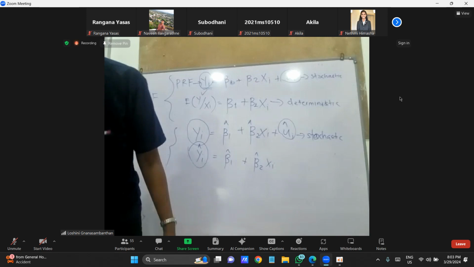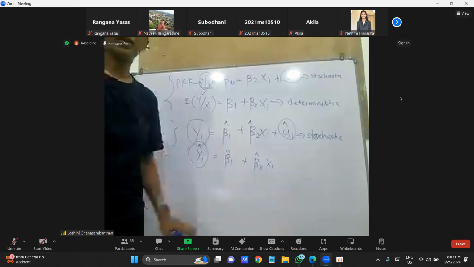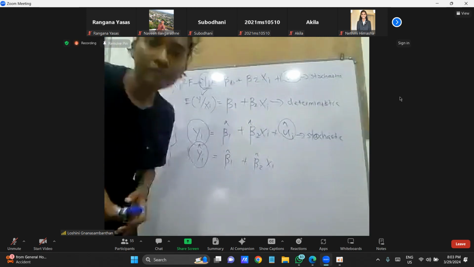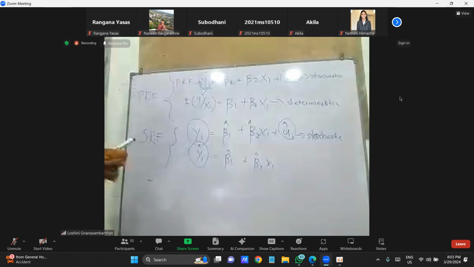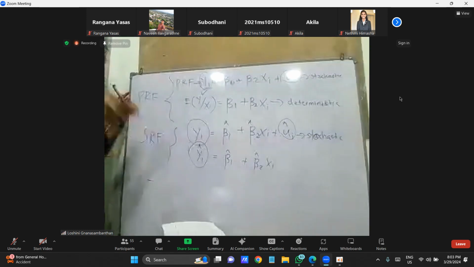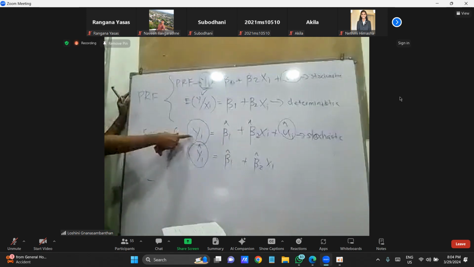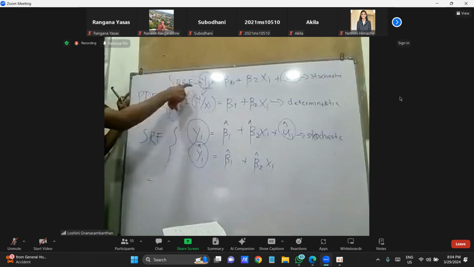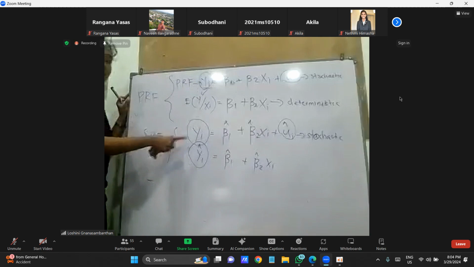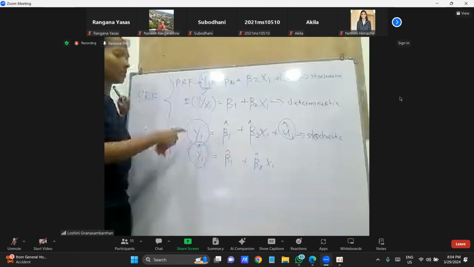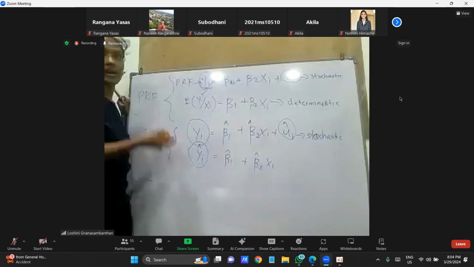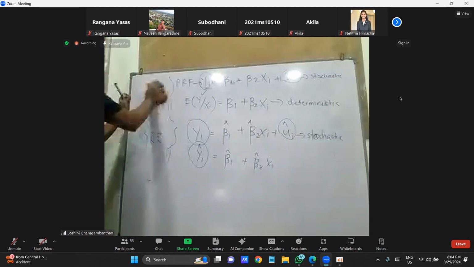Okay, I will draw a graph to explain why Yi is the same in the PRF and SRF. Why is it the same? Shouldn't this be Y hat? Okay, I will explain that using a graph.